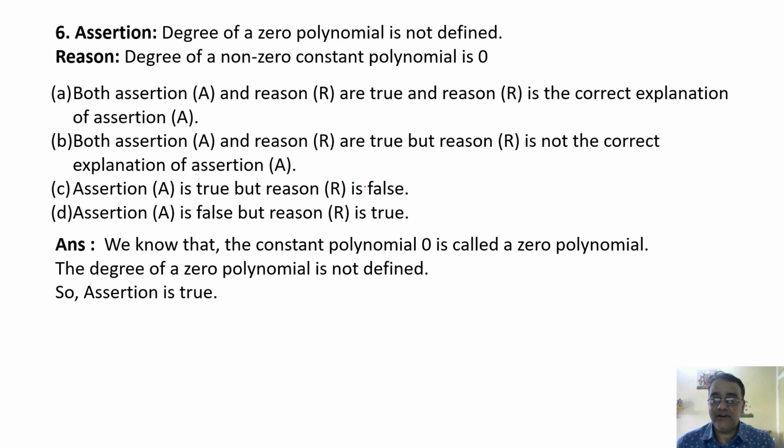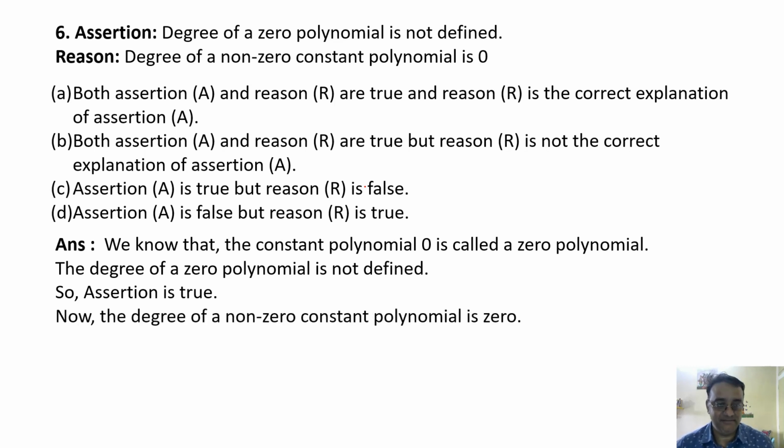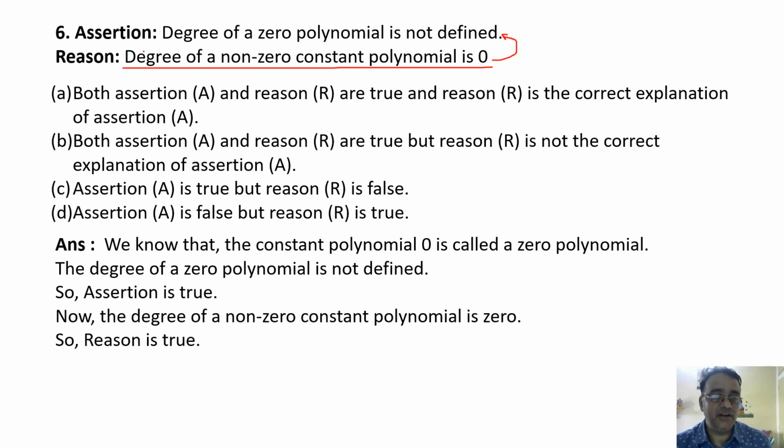Now the degree of a non-zero constant polynomial is 0. That is also correct, so the reason is true. Now you have to check whether the reason is the correct explanation of the assertion or not. Whether both are correct, and whether this is the correct explanation of the assertion. See, assertion is true and reason is also true.